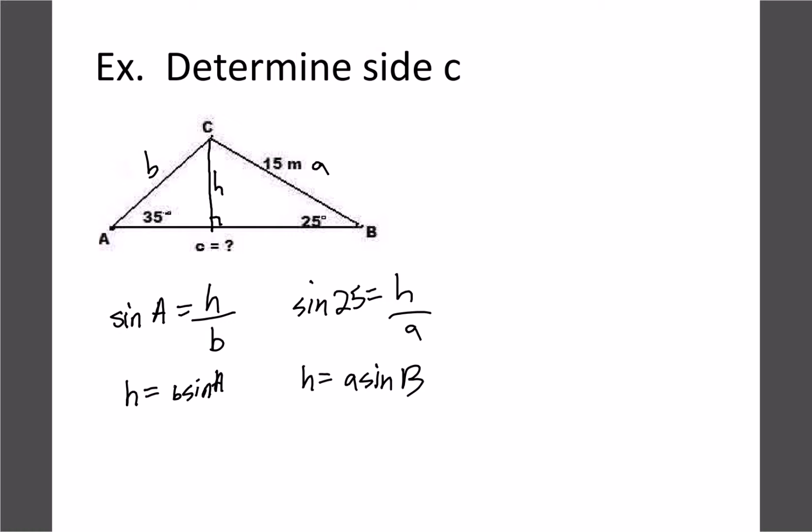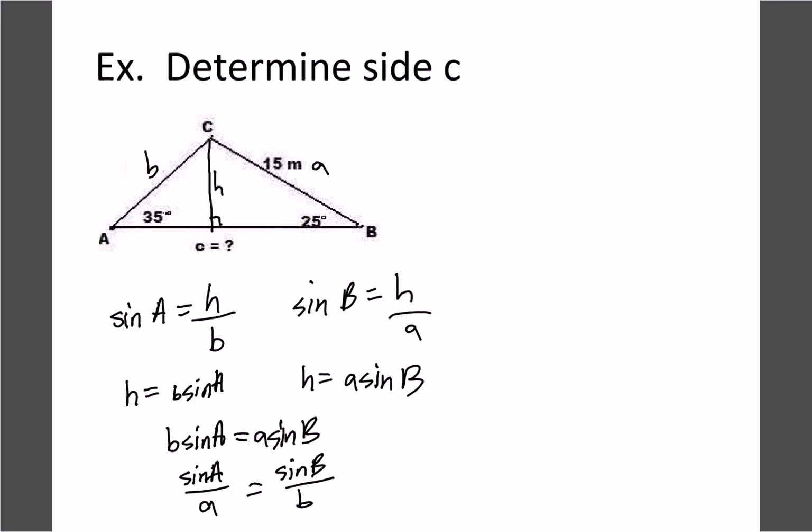I'm using just letters, not numbers, to show you where the formula comes from. Because they're both equal to h, we can make them equal to each other. So we'd have b sine A equals a sine B. To make it easier to remember, we cross multiply to get things the same. If we brought the a over, we'd have sine A over A equals sine B over B.